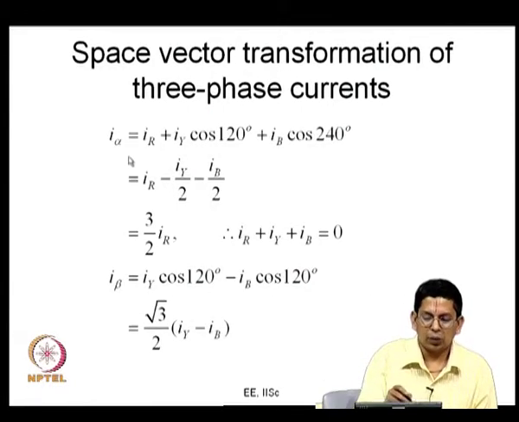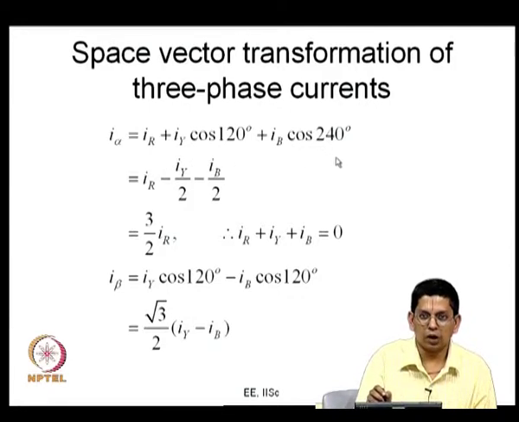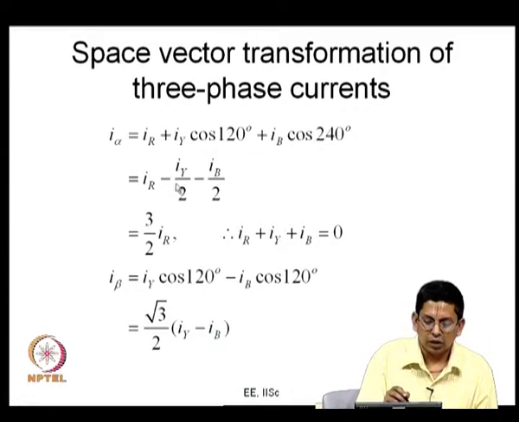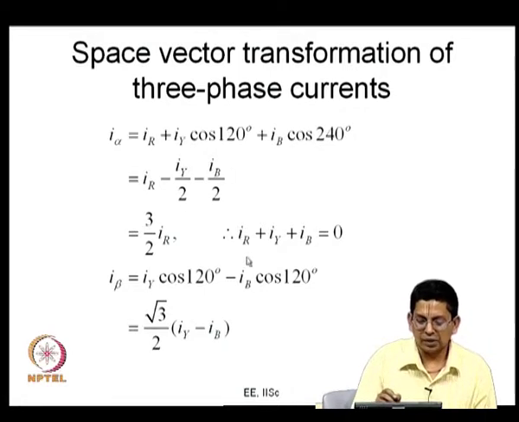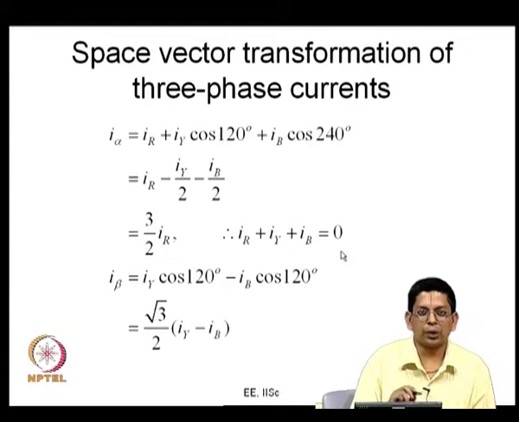I alpha should be equal to I r times cos 120 plus I b times cos 240, and this should be I r minus I y by 2 minus I b by 2, and further your I y plus I b is equal to minus I r, because your I r plus I y plus I b is 0. Therefore, I y plus I b is minus I r. Therefore, you get this as 3 by 2 times I r.